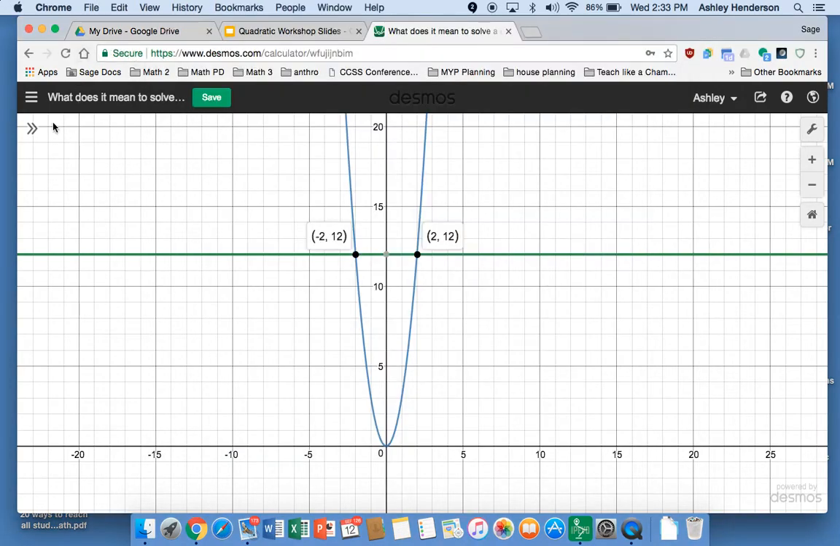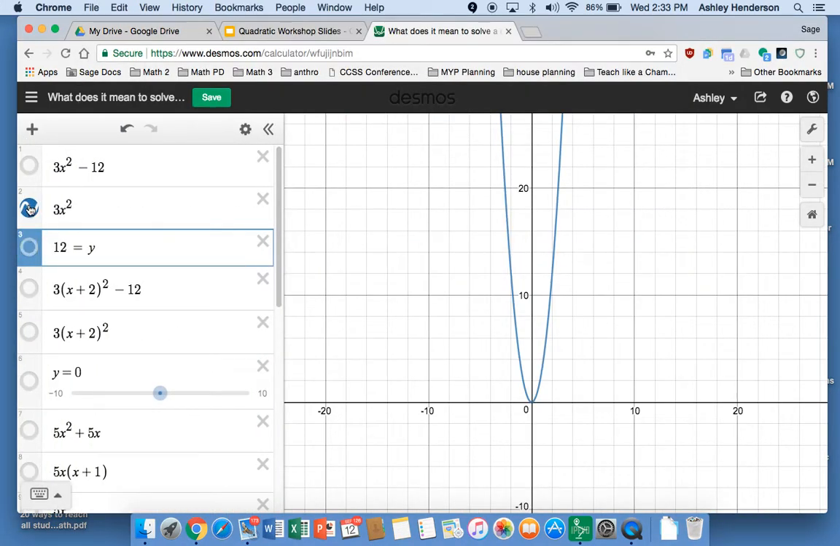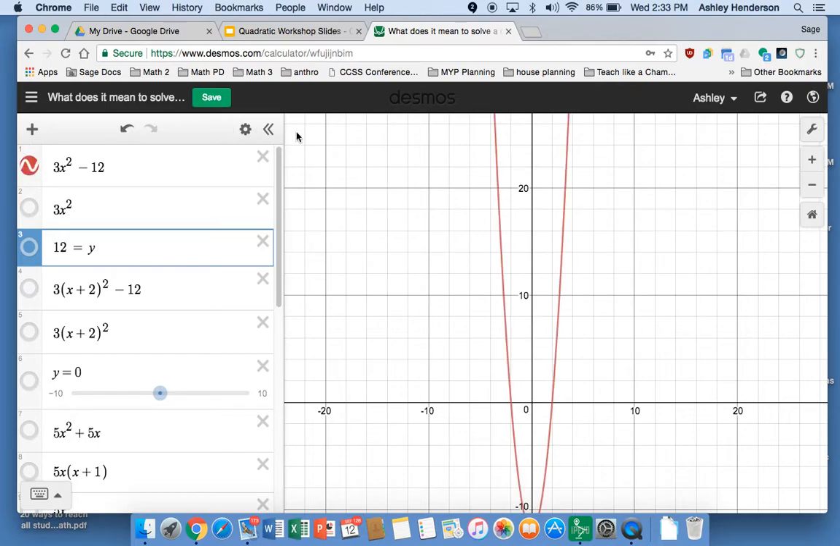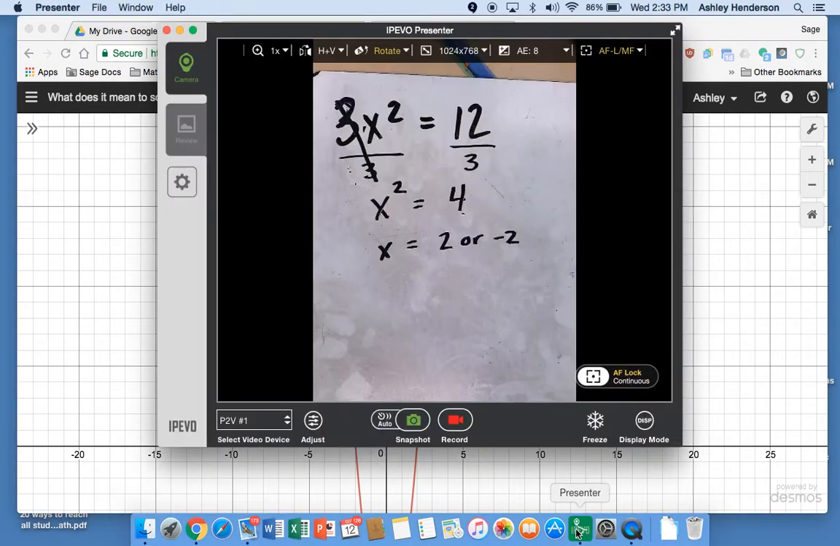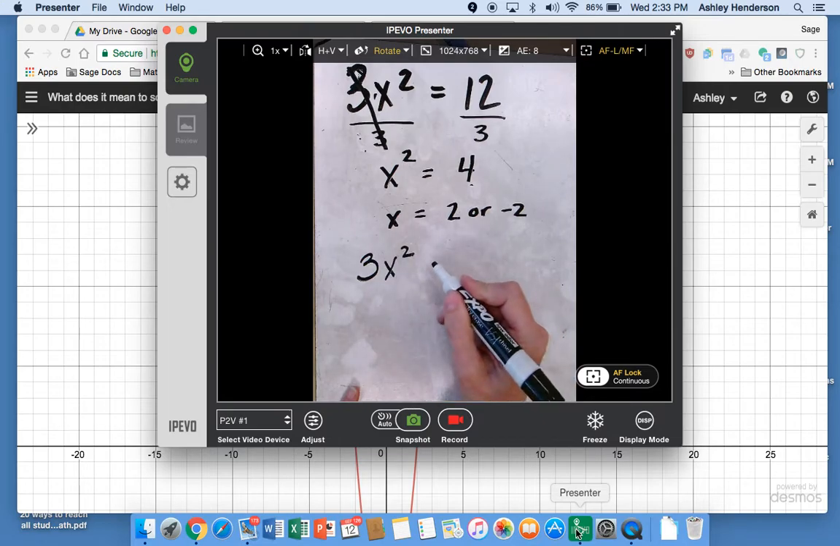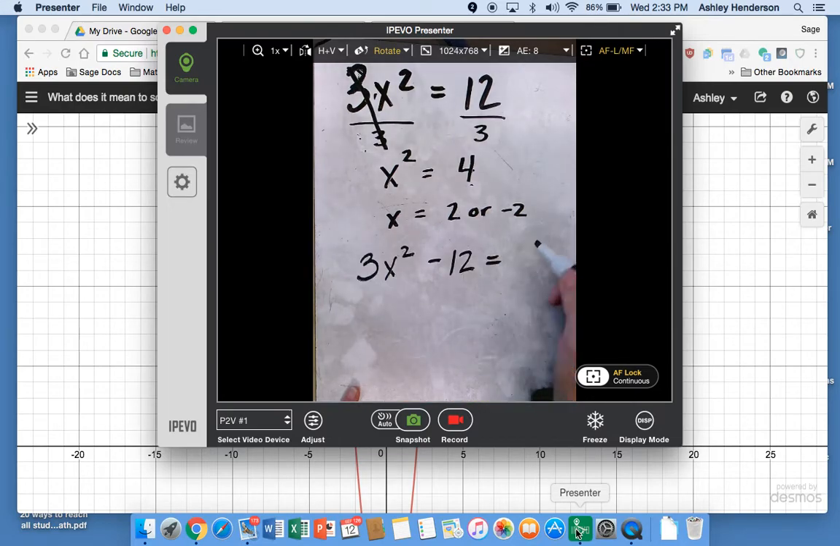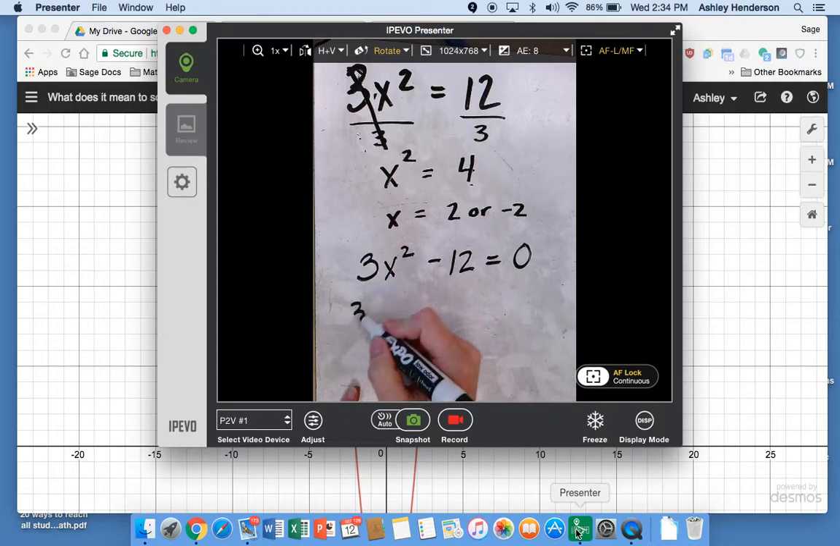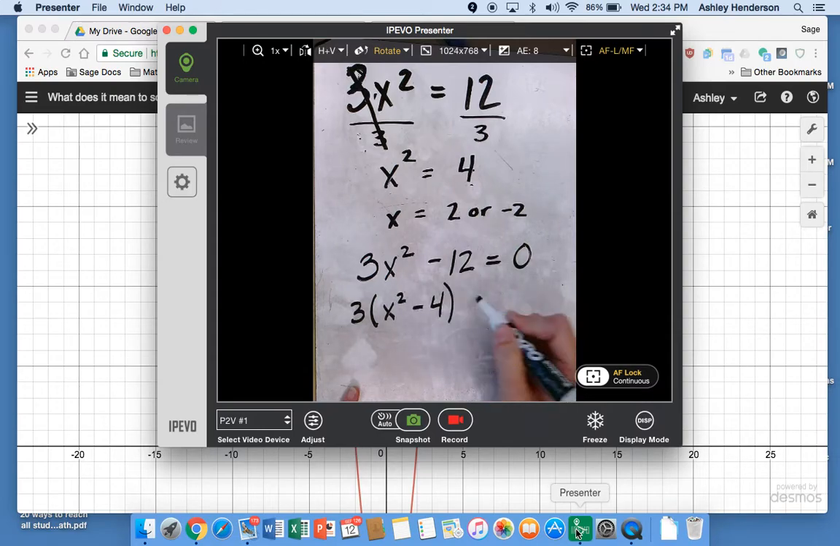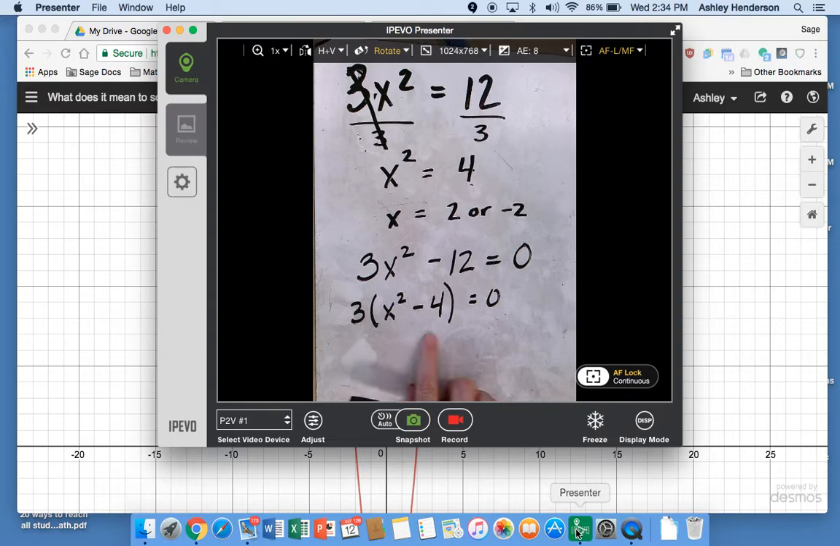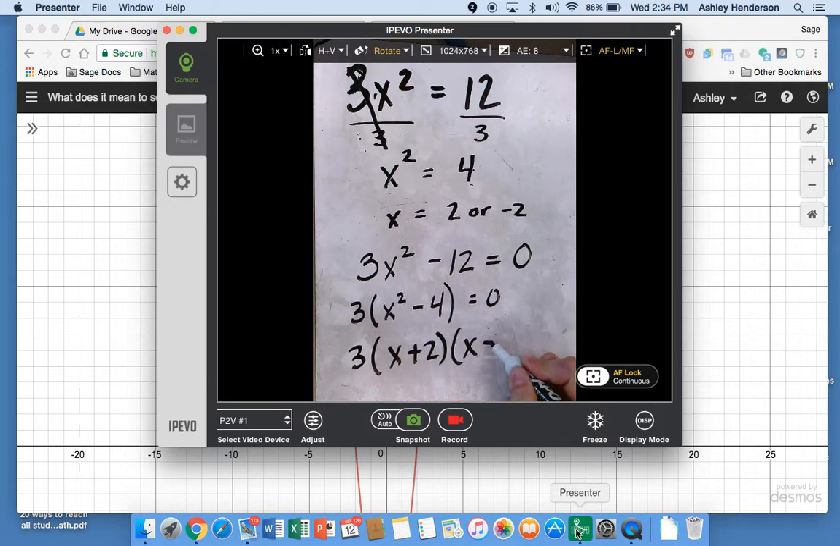The other way of thinking about it is, what if instead of looking at this, we looked at 3x squared minus 12 equals 0? This equation can be factored by taking a 3 out and getting x squared minus 4 equal to 0. And then maybe you'll recognize this, maybe you won't at this point. This is a difference of perfect squares, so this is x plus 2 and x minus 2.